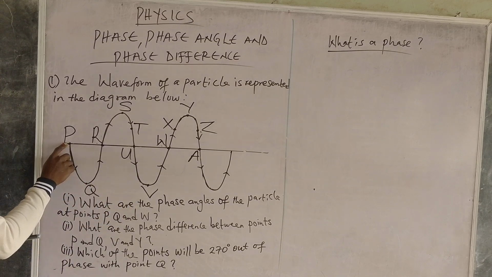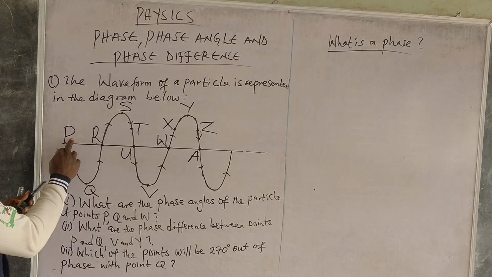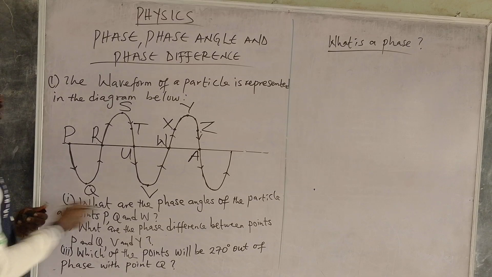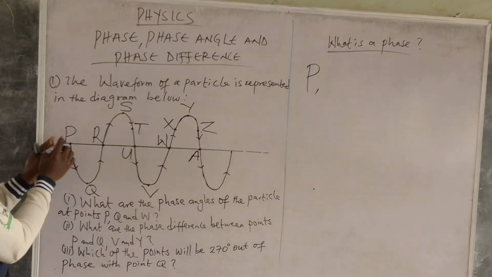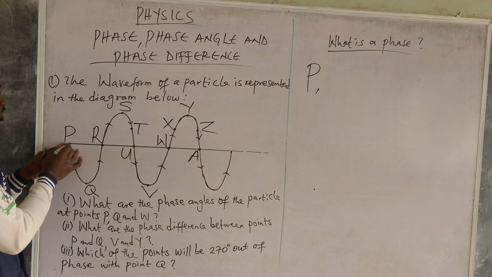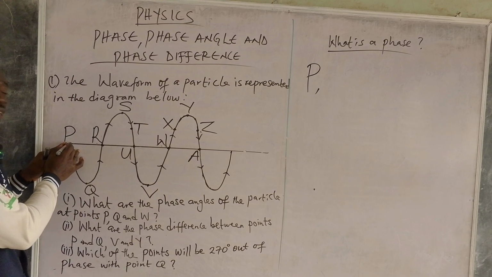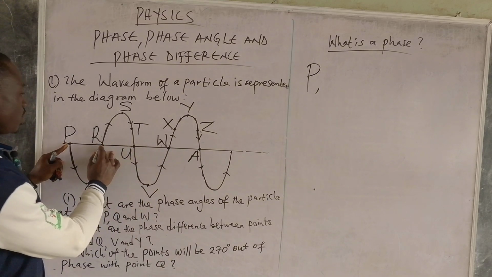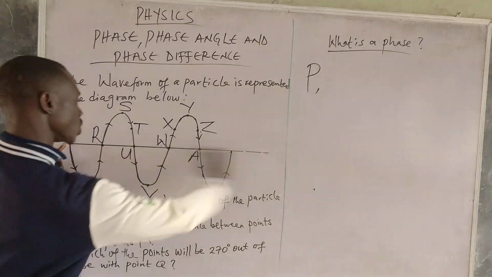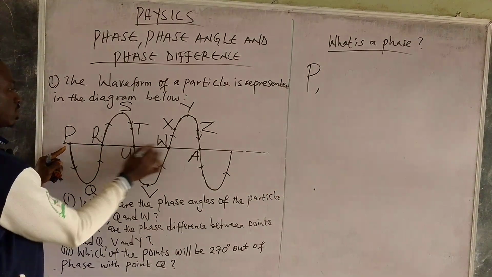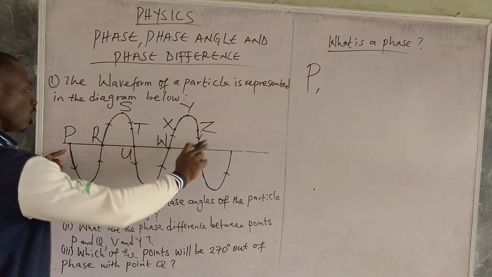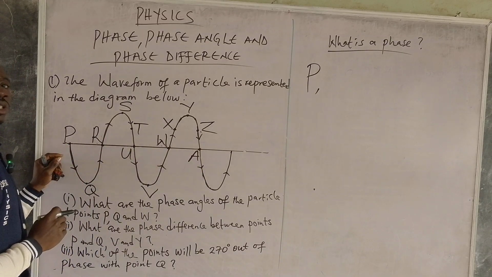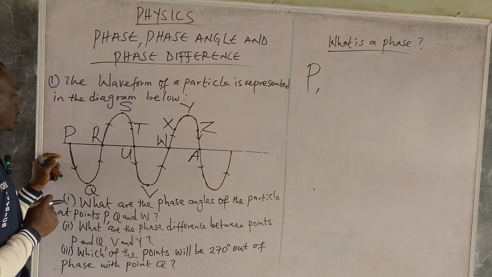All right? So this point P. Which points are in phase with point P? Now, point P is at the origin. So you will ask yourself, which other points do you have at the origin? That's point R, on the horizontal, point U, point W, and point A. But are they all in phase with P?